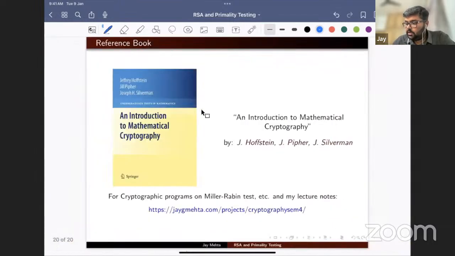This is the text we are using in our semester course, An Introduction to Mathematical Cryptography by Hoffstein, Pipher, and Silverman. And I have written some Python programs. Of course, the code is not there on the book's website, but it is for my students to check whether they are getting correct values when computing the numerical questions. They are given on my website, and the link is also given there.